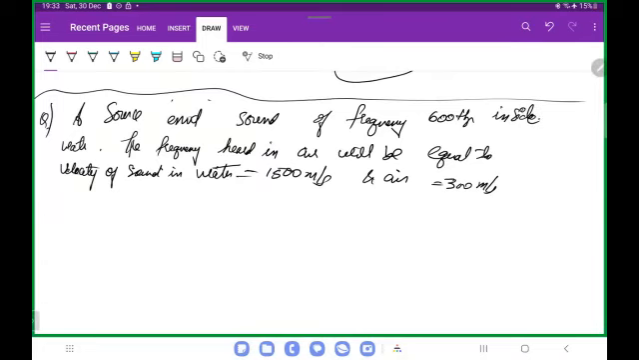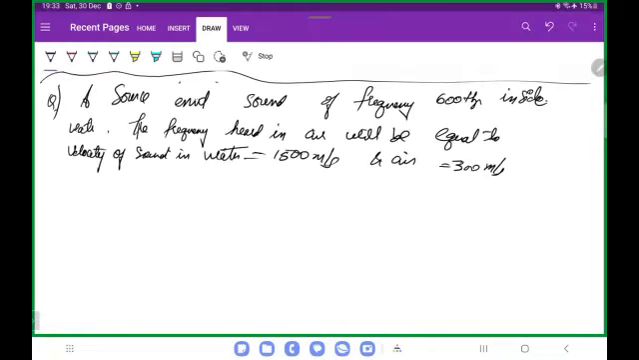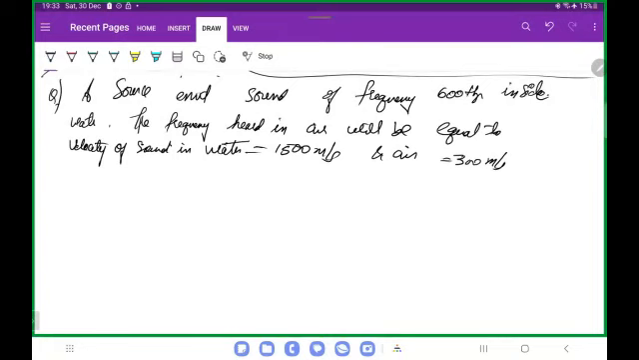Any idea how to solve this? Aditi? Samhita? Sir, I'm trying. Okay. What about you, Samhita? Are you thinking anything? Is something coming to your mind? I'm trying to.